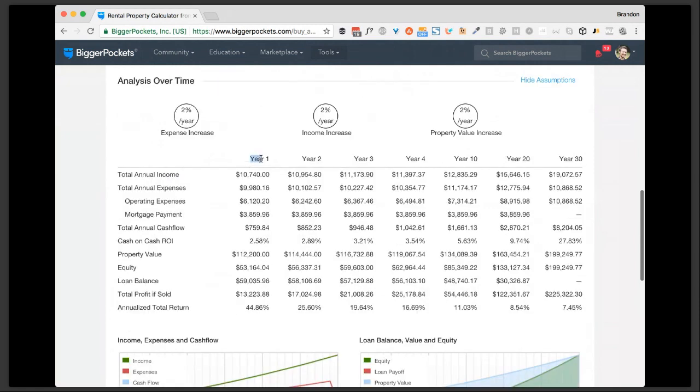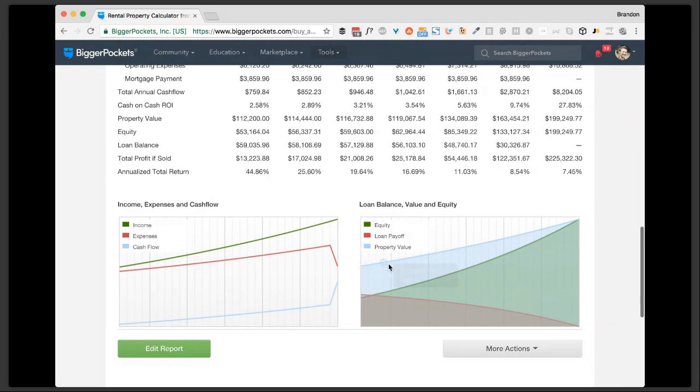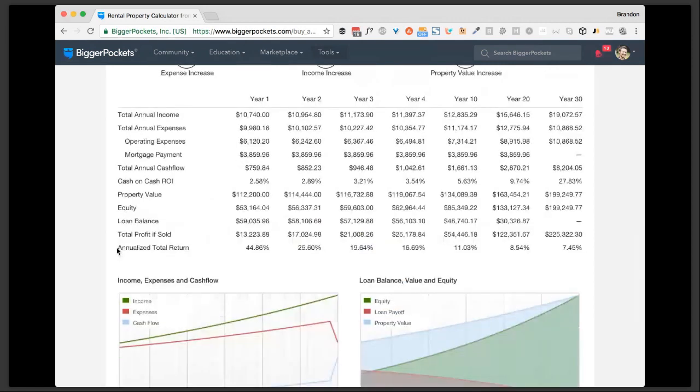We can see what year 1 might look like, year 2, year 3, year 4, year 10, 20, 30. I can also look at a graph to see those numbers. So I can see my equity climbing over time. I can see the property value climbing over time, and I can see the loan getting paid off over time. So down here, I can look at a couple numbers that I care a lot about: my total profit if sold, and my annualized total return.